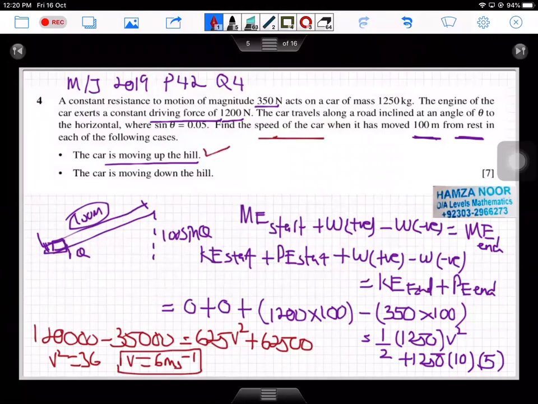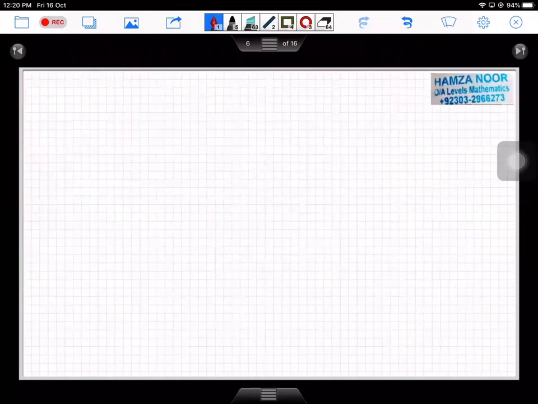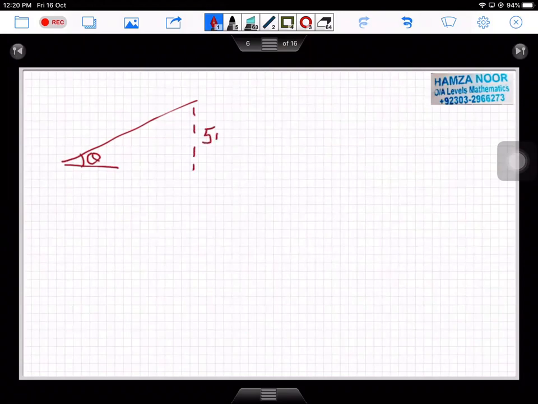Now we'll be considering the second work energy relation, when the car is moving down the hill. We'll make the diagram on the next page. Same information given. This is 100 sine theta, which is 5 meters. This hill is having a length of 100 meters, and the car is coming from the top towards the bottom.